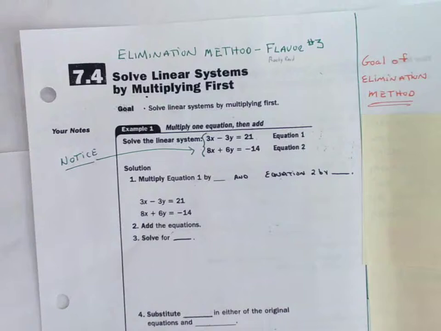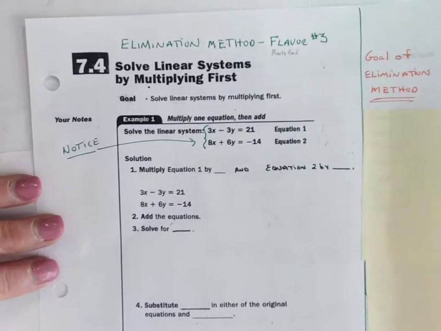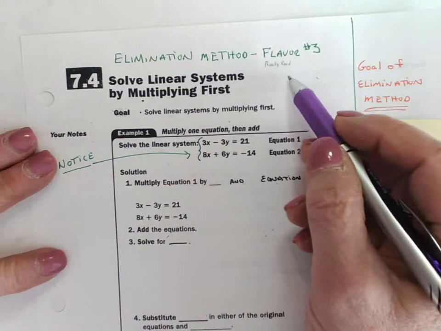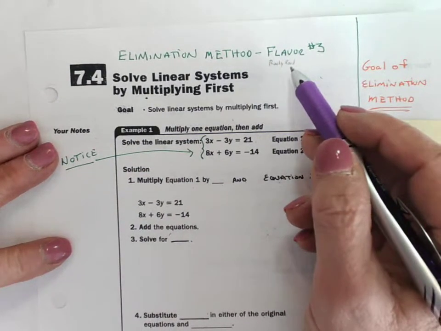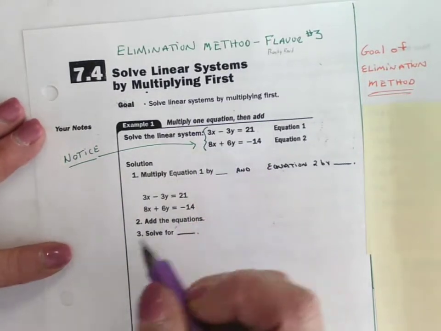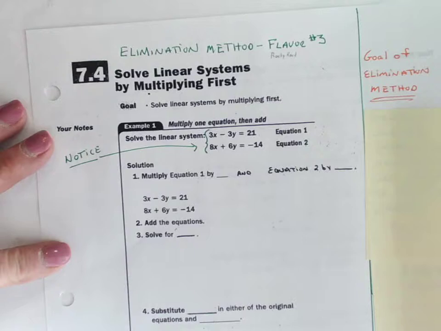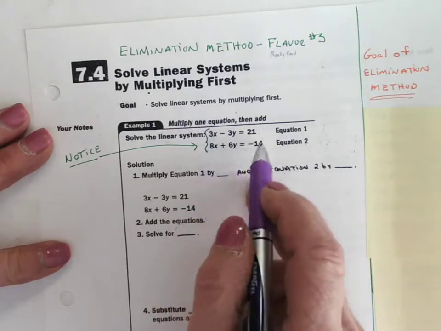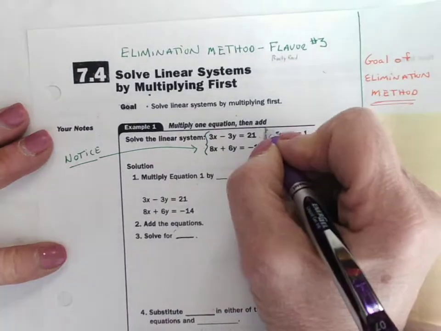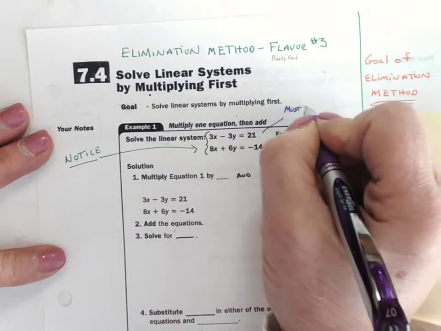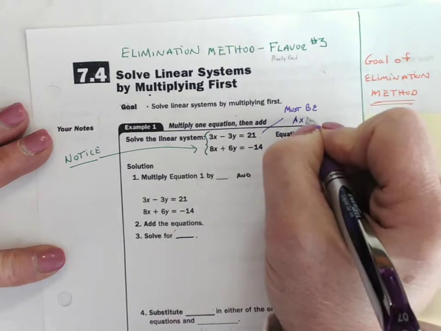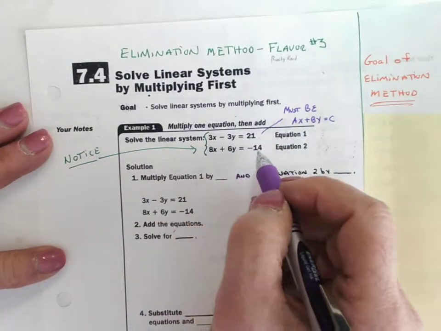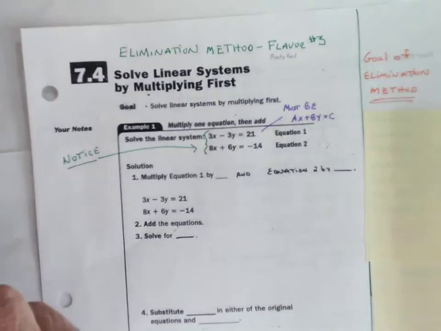So today we're going to continue with the elimination method. I call this flavor Rocky Road because there's just no simple way to do it. Here's our example for the elimination method. What do you notice about these coefficients? Remember, it has to be in standard form, and standard form is ax plus by equals c. In these equations, the x's are lined up, the y's are lined up, your constants are lined up. But what do you notice?